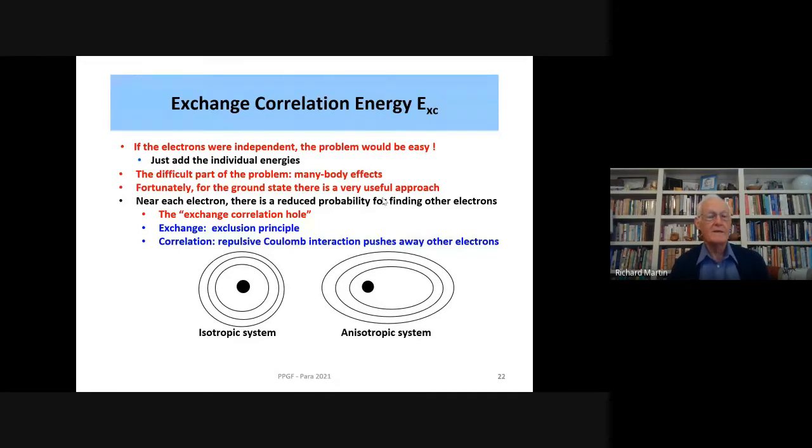The exchange is the exclusion principle. That means that electrons of the same spin are pushed apart because they can't be at the same point at the same time. Correlation works between same spin and opposite spin electrons, where the repulsive Coulomb interaction pushes them apart and finally leads to a reduction of the density of other electrons around any given electron. Here's an example that's isotropic and a very simple anisotropic case. And the key thing that makes it all work is that the energy depends only on the spherical average.